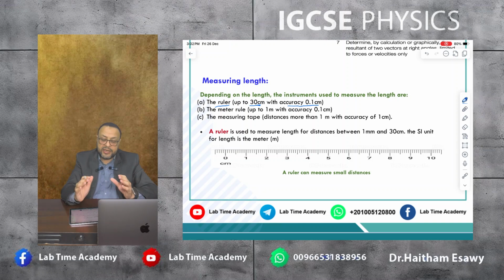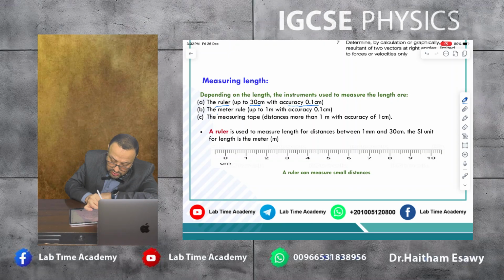What does it mean? Accuracy means the least scale. The 30 centimeter ruler starts from 1 millimeter, so its accuracy will be 1 millimeter or 0.1 centimeter. Okay. After that, we have the meter rule up to 1 meter. Accuracy 0.1 centimeter. And also the measuring tape.